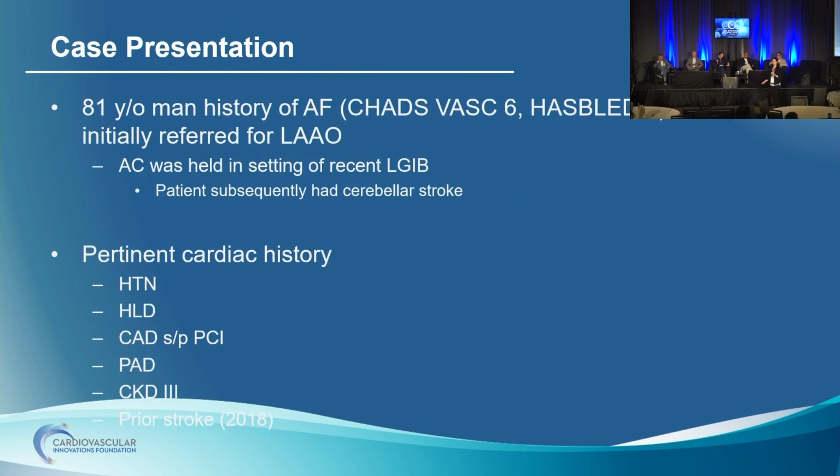So this patient, an 81-year-old gentleman, has a history of atrial fibrillation, obviously. CHA2DS2-VASc score of 6, HAS-BLED score was 5. He was initially referred to us for left atrial appendage occlusion, of course. He was previously on anticoagulation, but this had to be stopped because he had a large lower GI bleed that required transfusions and hospitalization. After his anticoagulation was held, though, he did have a cerebellar stroke. You can see that he has a lot of pertinent cardiac comorbidities as well.